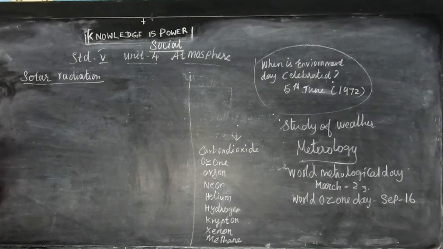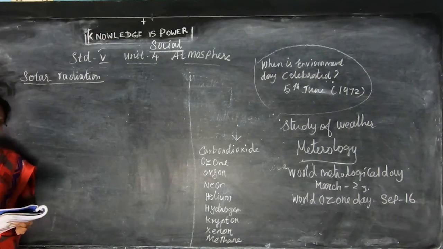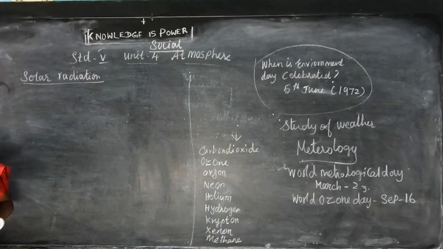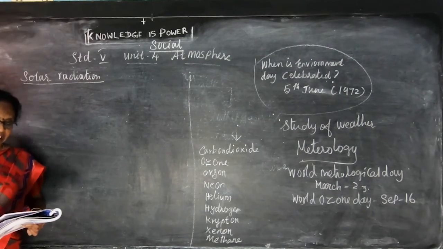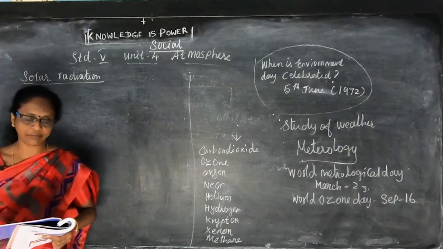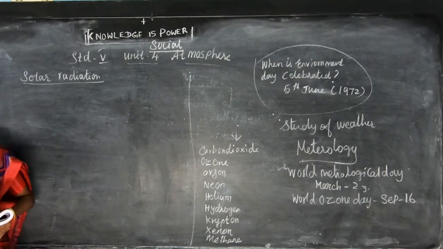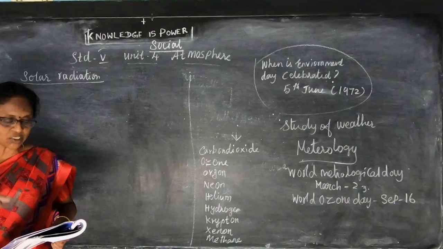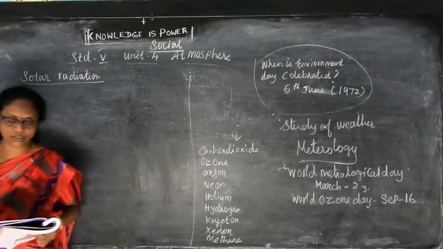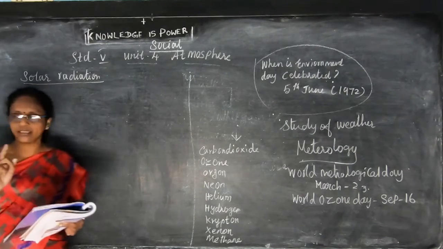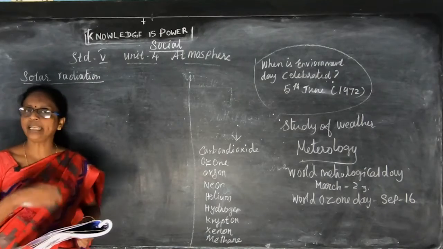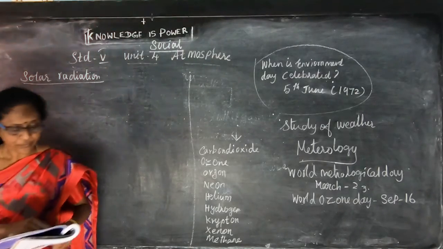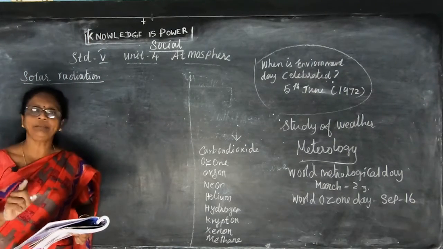What do you mean by solar radiation? The sun is the only source of light to all the planets in the solar system. The land, water and air on our planet receive heat from the sun. From the sun only we are getting the heat. So the earth receives heat energy from the sun in the form of radiation. Without the sun there is no light. Day and night are coming to us because of the sun.